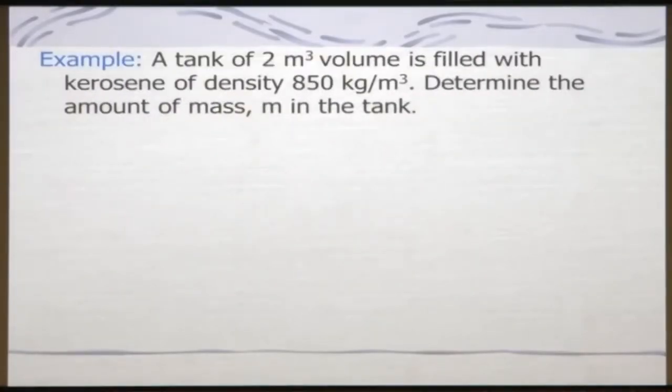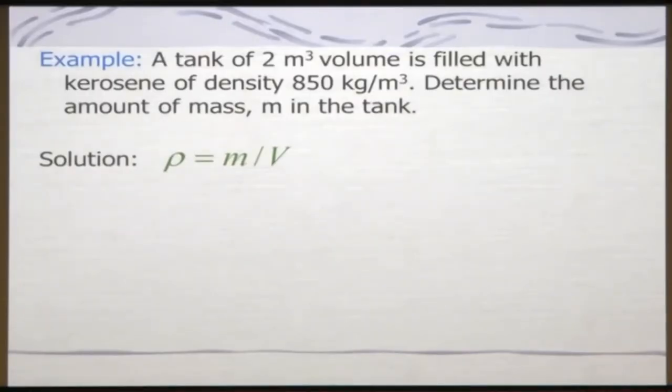So let us take a very simple example. A tank of 2 meter cube volume is filled with kerosene of density 850 kg per meter cube. Determine the mass m in the tank. What you have to do is very simple. You are given the density and the volume. So density is equal to m by v, and you will find mass is equal to rho into v, and you just plug in the numbers.